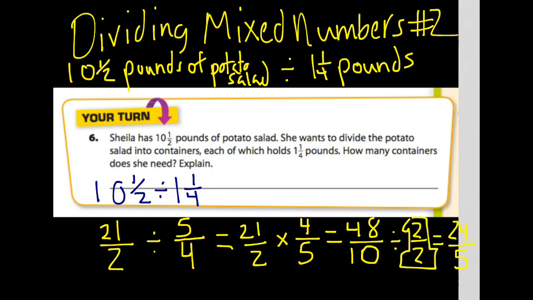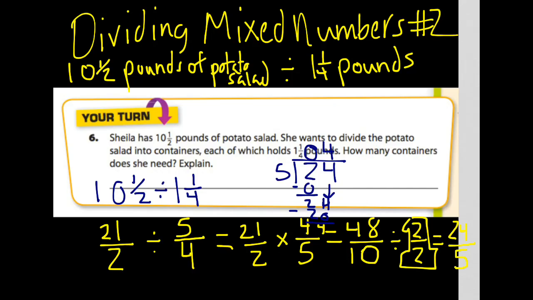Now, this is still an improper fraction. I want to make it into a mixed number. So I'm going to take 24 and divide it by 5. 5 can't go into 2. 5 times 0 is 0. 2 minus 0 is 2. Bring down the 4. 5 goes into 24 4 times. 5 times 4 is 20. 24 minus 20 gives me 4 left over.